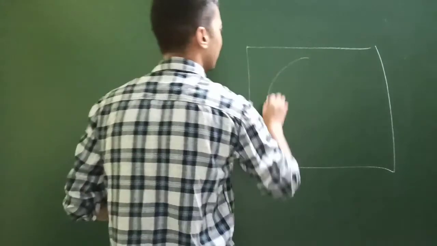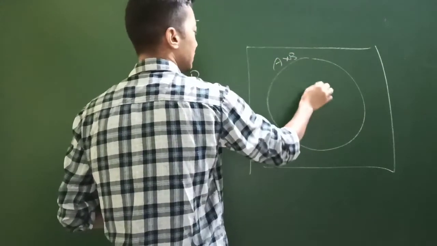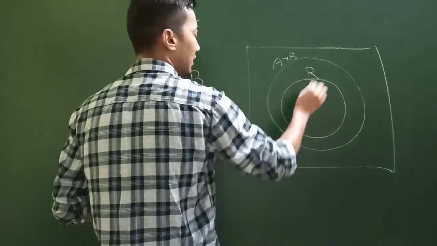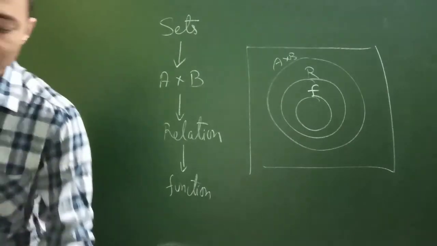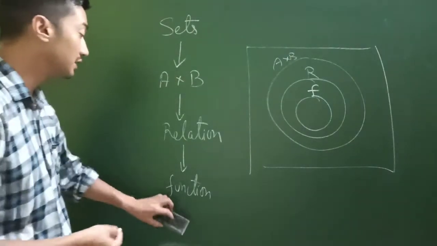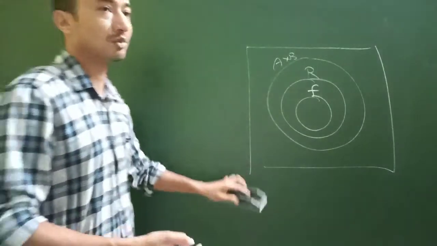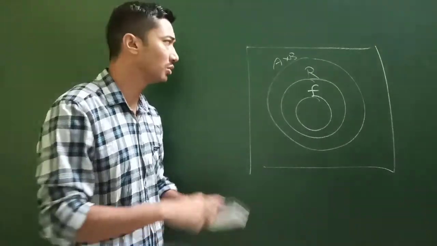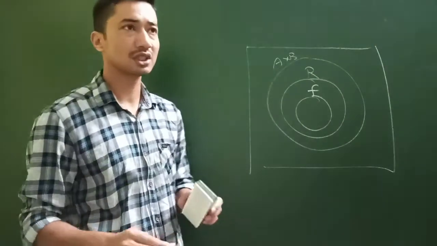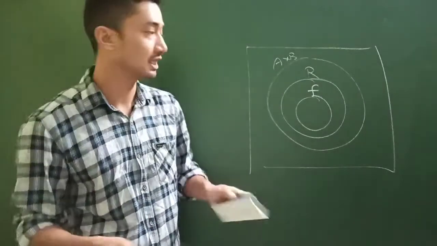If you go for a Venn diagram, this is the bigger set, that's like A cross B. Within this set, we have relations. And within the set of relations, we have functions. That will give us an idea about what sets are, what the Cartesian product of sets is, what a relation is, what a function is. With all this, we come to one conclusion: all these are just sets, special types of sets.